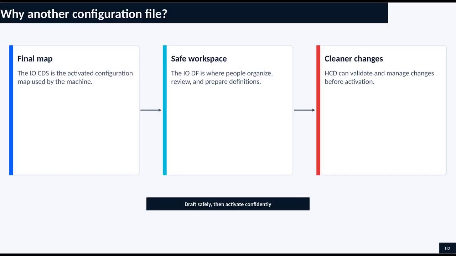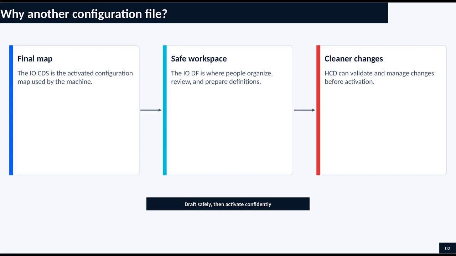Think about writing a final exam answer in pen. You could write directly on the final paper, but one mistake can become messy very quickly. A safer approach is to use a notebook first. You draft the answer, check it, correct it, and only then copy the clean result to the final sheet. The IODF plays a similar role in large Z environments. It gives the configuration team a structured place to work before the definitions are generated into the IOCDS that the hardware will actually use.